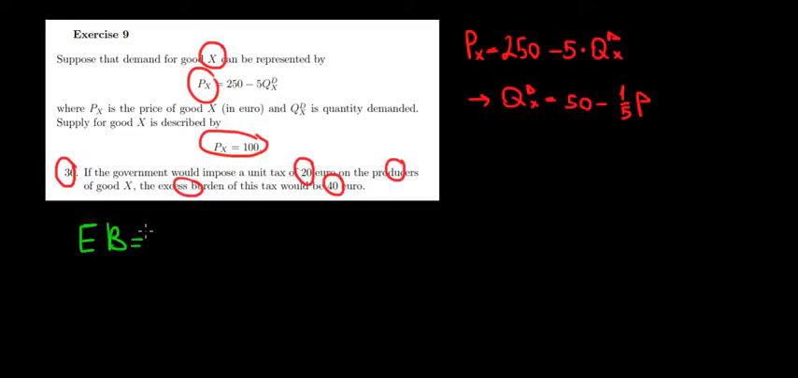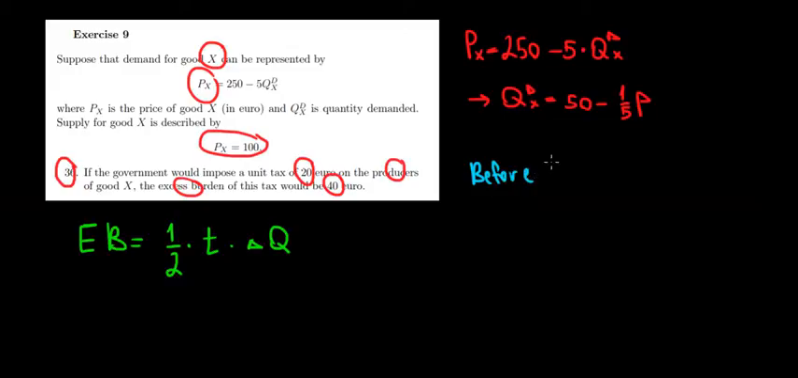And the excess burden we will calculate as the area of a small triangle, which would be a half times the tax that is imposed times the change in quantity due to that tax. In other words, we have to see what would be the quantity before the tax and after the tax. So let's solve it one by one.